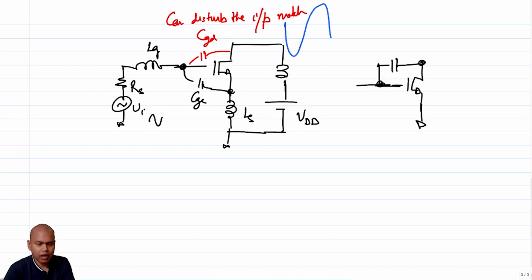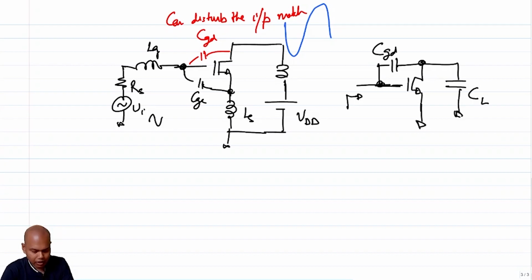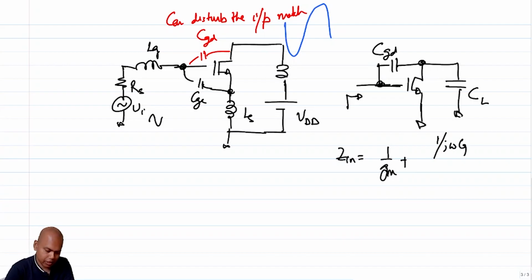Let's say it is a grounded source configuration. You have a CGD, and let's say you have an output capacitance, I call this CL. So what is the input impedance that you see here? If you recall one of the earlier lectures, the Zin is basically 1 over Gm plus whatever the impedance is in feedback, that is 1 by j omega CGD, divided by the intrinsic gain of the transistor.